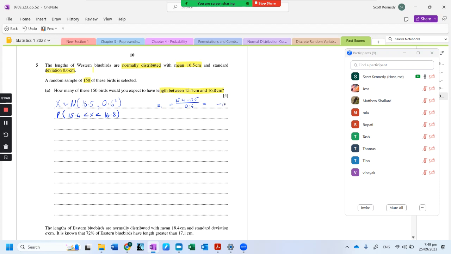And negative 1.83 recurring. Z2, we'll do the same with the other one.